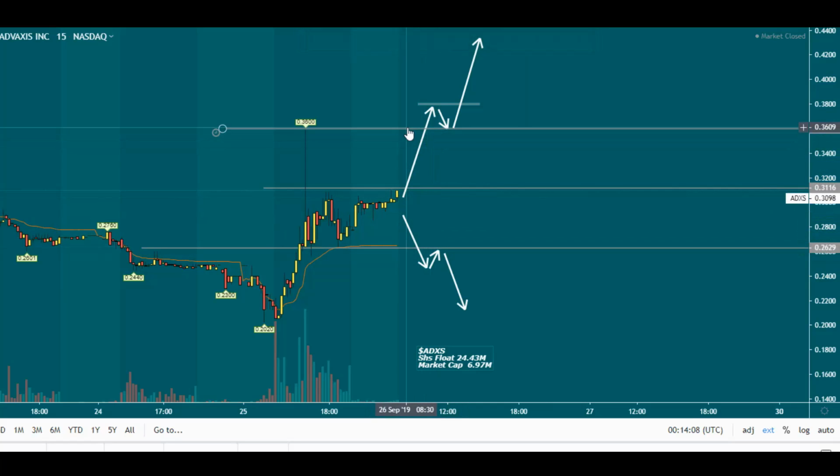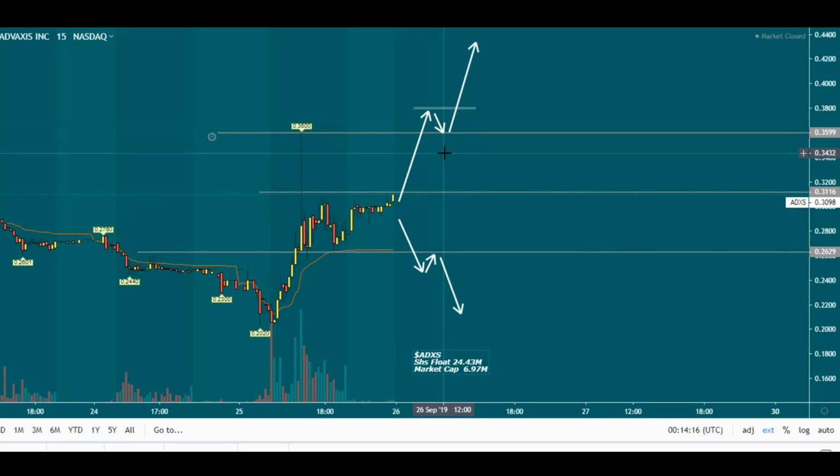But so the main levels: 36 cents for the bulls, and then 26 cents down here for the bears. I'll be watching that 36-cent level because I'm going to be looking to play this on the long side.